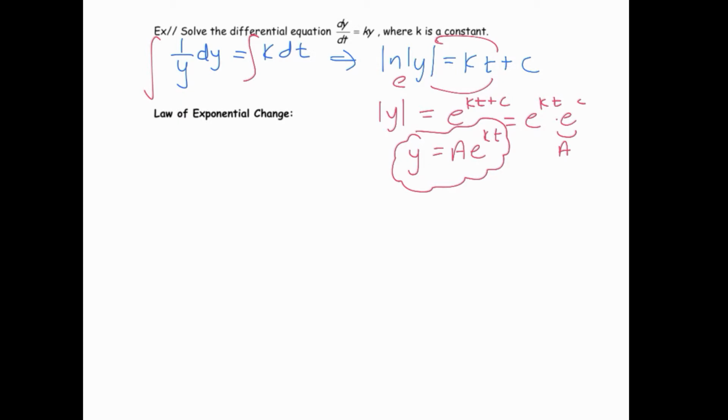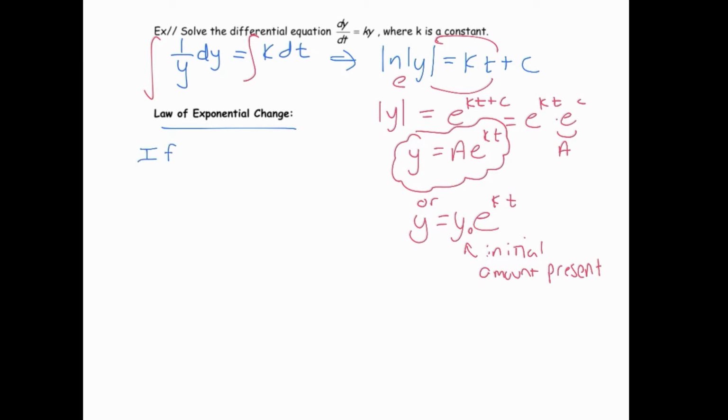Some books write it as y equals, like they'll say with y sub 0 or something, like the initial amount present. I used a, and it doesn't really matter, but sometimes they use the same variable as the dependent variable, just with a subscript. But in any case, the result here is what's called a law of exponential change.